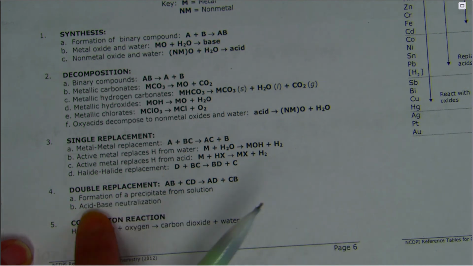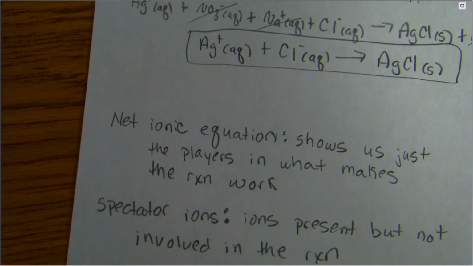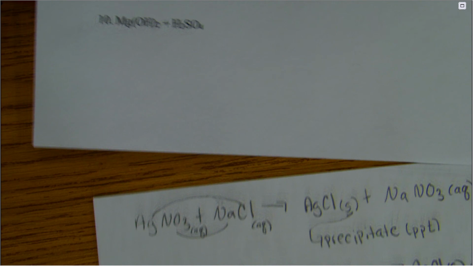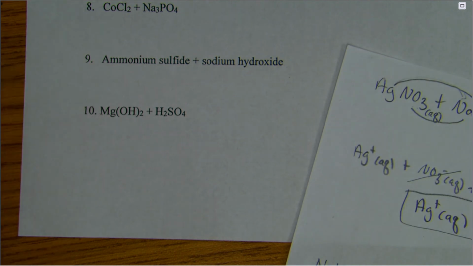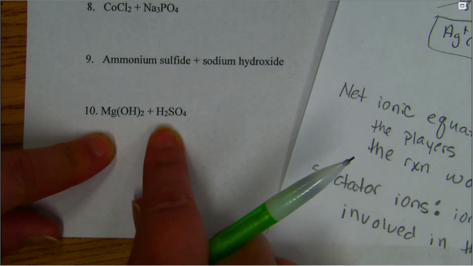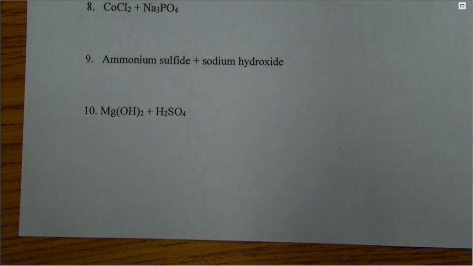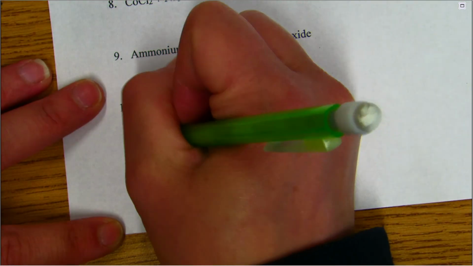We can also do an acid-base neutralization. All right, so let's take a look here at an acid-base neutralization. And that would be something like number 9, ammonium sulfide plus sodium, number 9 is not. Number 10, magnesium hydroxide plus sulfuric acid. All right, so here we go. Let's start, and I'll just put it on this paper. Now, this is going to form a salt plus water.